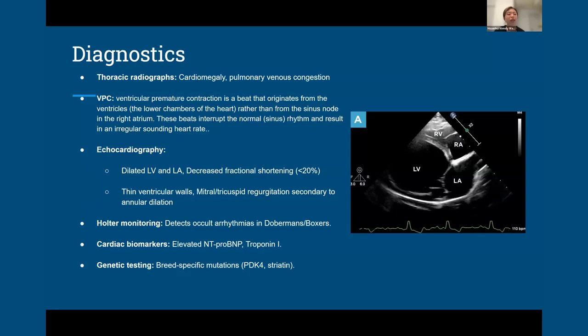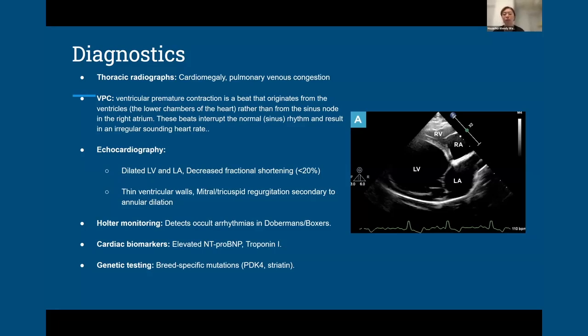So, how do we diagnose what's going on here? On the thoracic radiograph, we can definitely see in later stages increased size of the heart, so cardiomegaly, and often pulmonary venous congestion. And then we also often see VPCs, which are ventricular premature contractions that originate from the ventricle, whereas the beat should originate from the sinus node in the right atrium. This beat will interrupt the normal sinus rhythm and result in an irregular sounding heart rate.